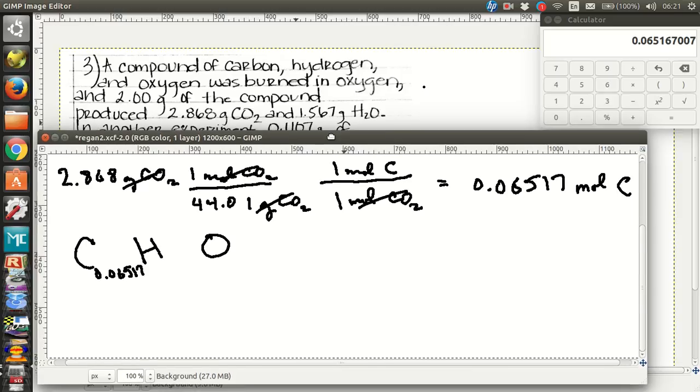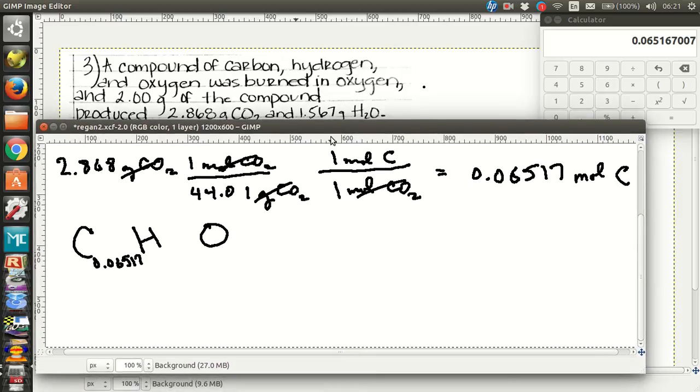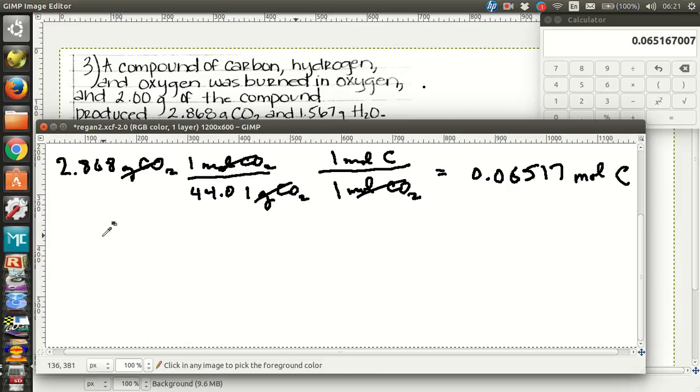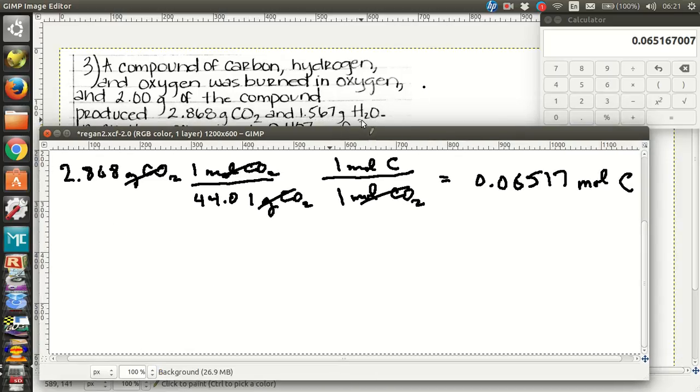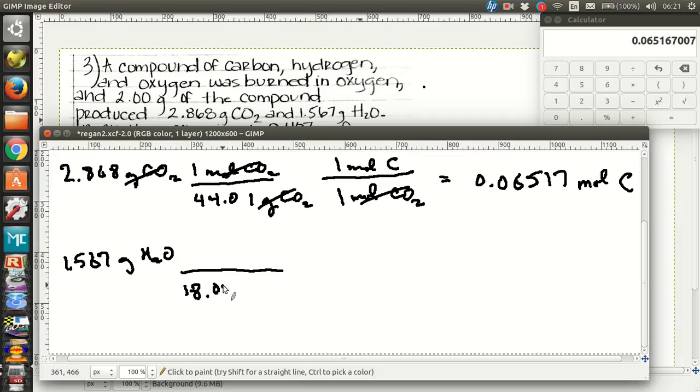And now let me go for the hydrogens. Now the hydrogens are given by the water. Notice there are 2 hydrogens for every 1 water molecule. That's going to make a difference. So 1.567 grams of water. Using the periodic table, I add up the atomic masses to get 18 grams of water in 1 mole of water. It's very important to respect the significant figures here when you do empirical formulas.